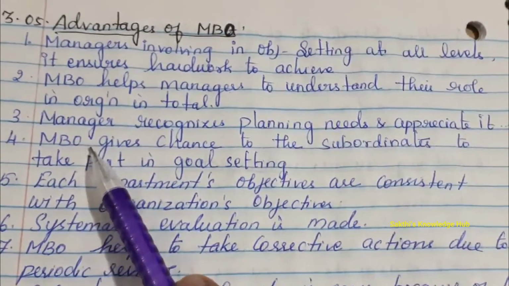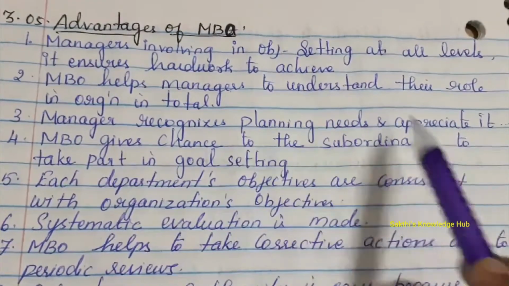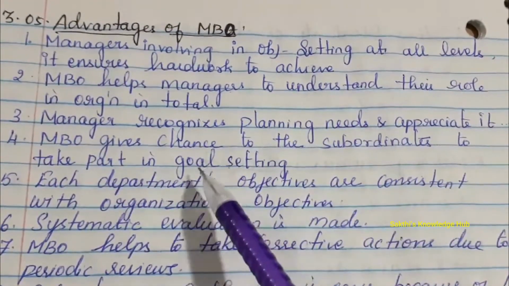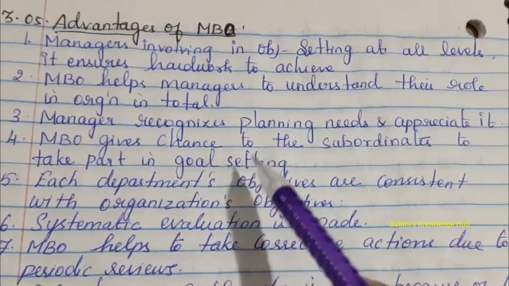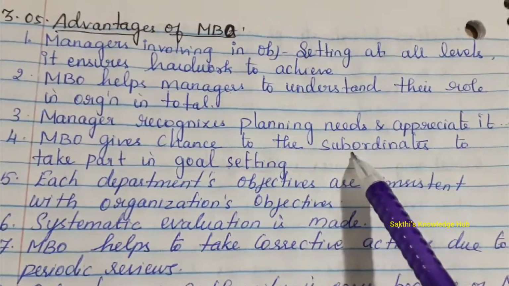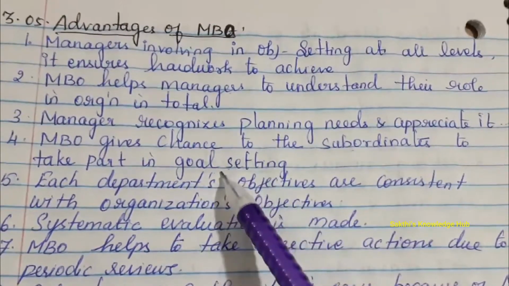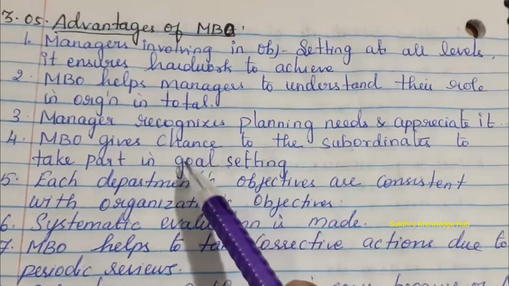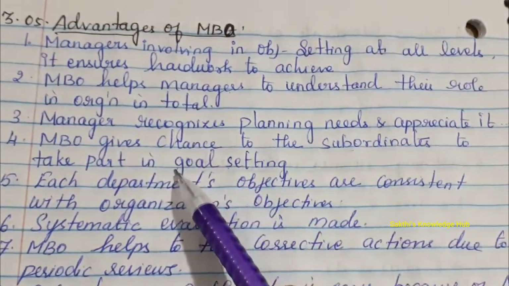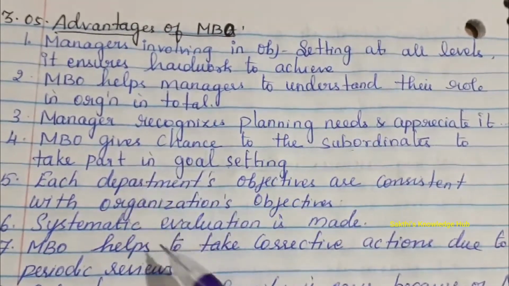And the next is MBO gives the chance to subordinates to take part in goal setting. So as we discussed, the individual subordinate also will take part in goal setting and everything. So it is a kind of motivation for the individual. So this is the advantage of having the MBO approach.